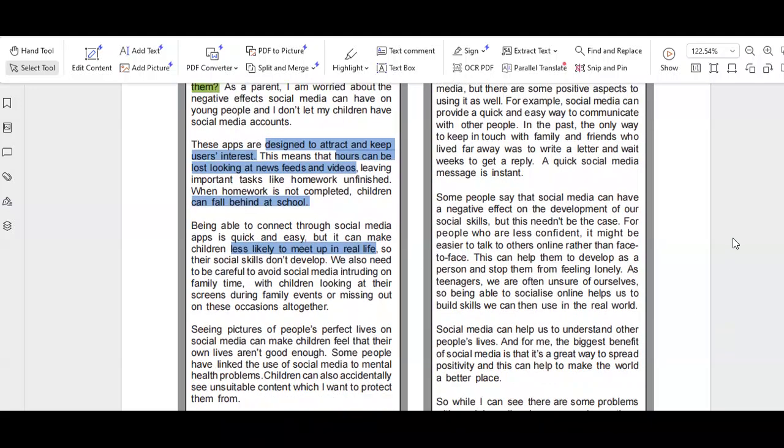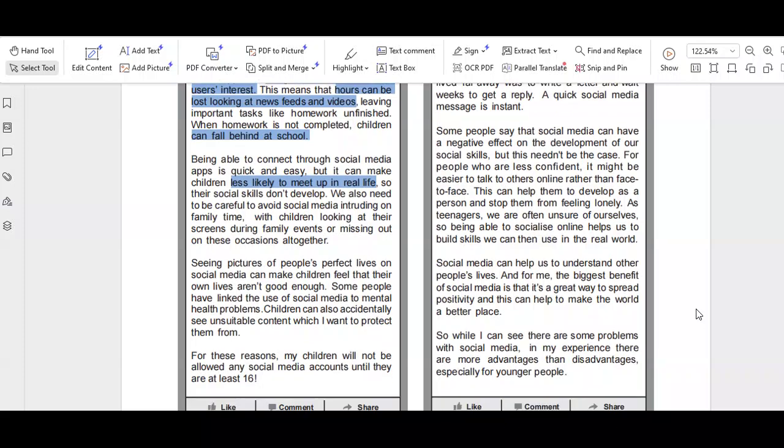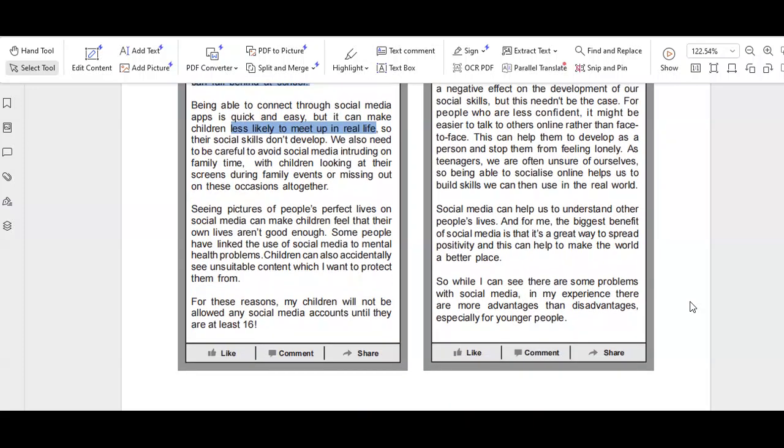Some people say that social media can have a negative effect on the development of our social skills, but this need not be the case. For people who are less confident, it might be easier to talk to others online rather than face to face. This can help them to develop as a person or stop them from feeling lonely. As teenagers, we are often unsure of ourselves, so being able to socialize online helps us to build skills we can then use in the real world. Social media can help us to understand other people's lives.